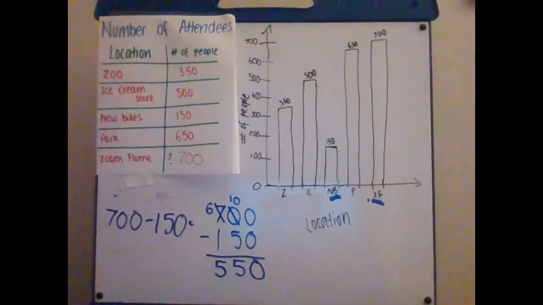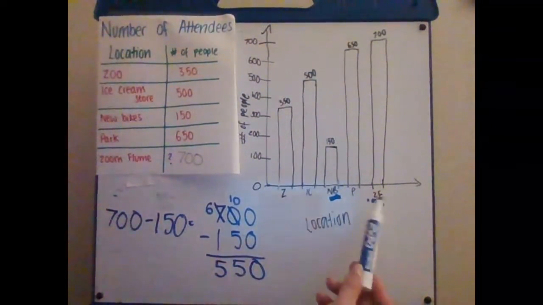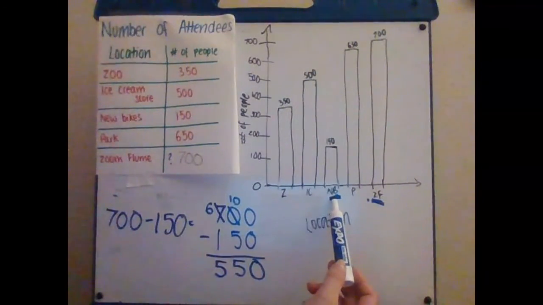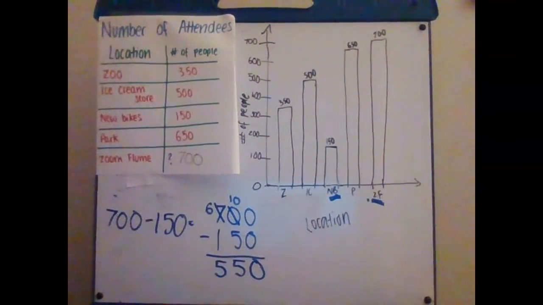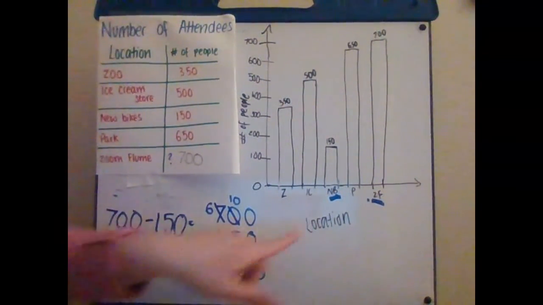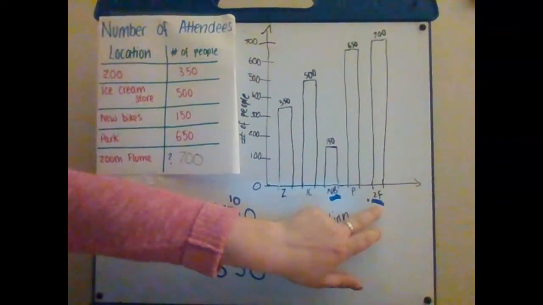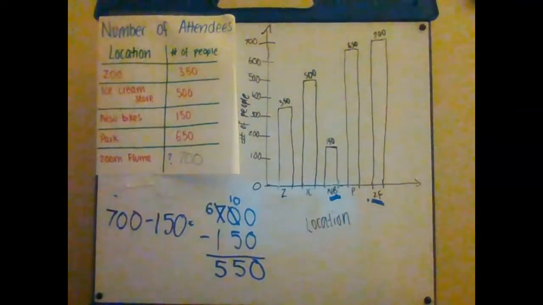Okay, so the question I asked was the difference between the number of people that attended Zoom Flume and the new bike store. And we can say the difference is 550 people. Okay, 550 more people attended Zoom Flume than the new bike store.